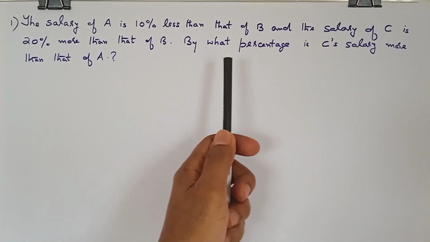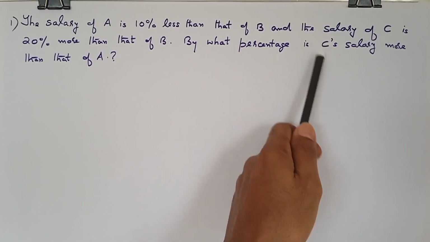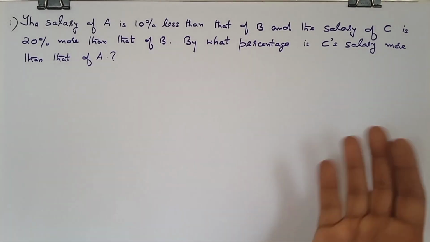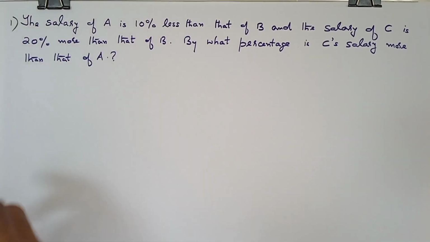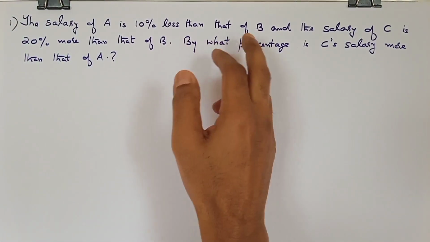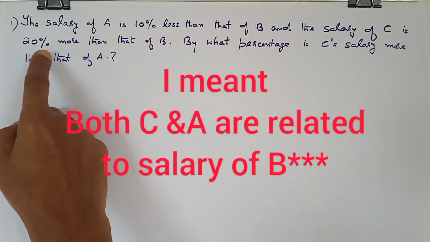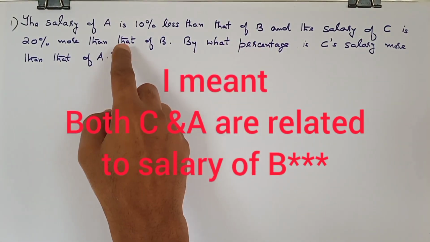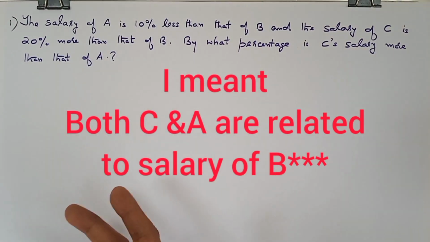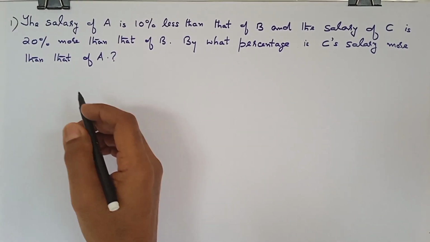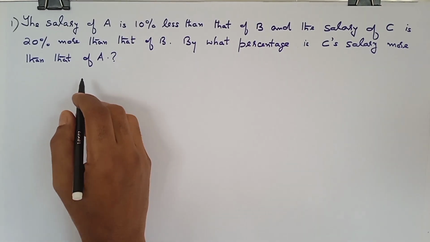See, in this question, you can do only a comparison between C's salary and A's salary because we can't find out correctly their salaries as we don't have enough data in the problem. What I meant is you don't know what their salaries were initially. The question says A is just 10% less than that of B. What does that mean? See, both C and A are related to the salary of B in the data. So B we don't know. In such problems, we start off with the B salary as a convenient number.